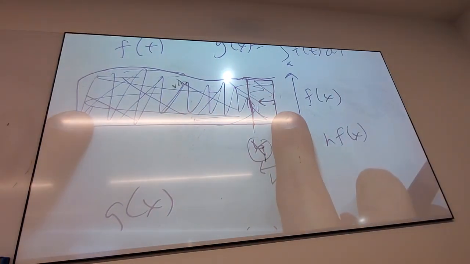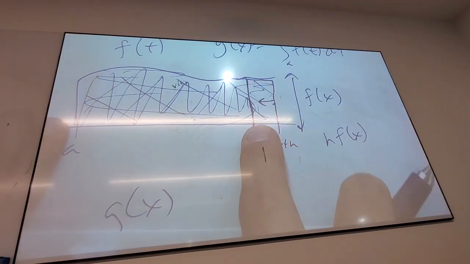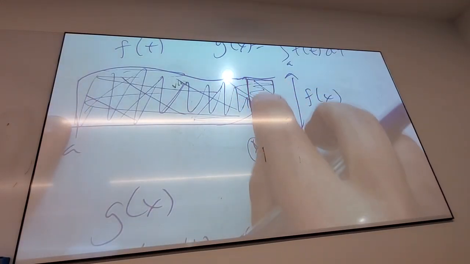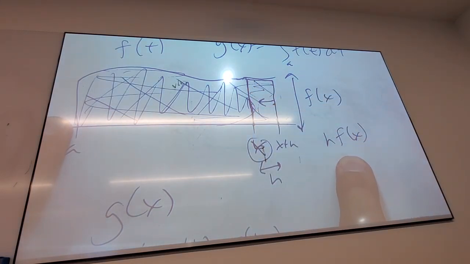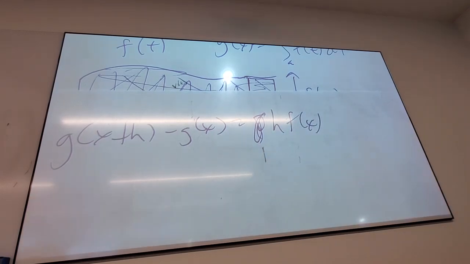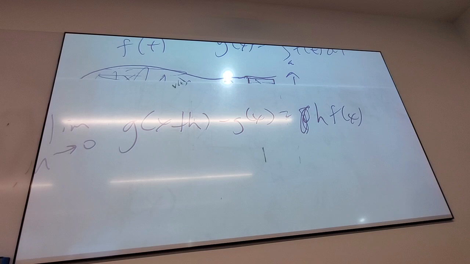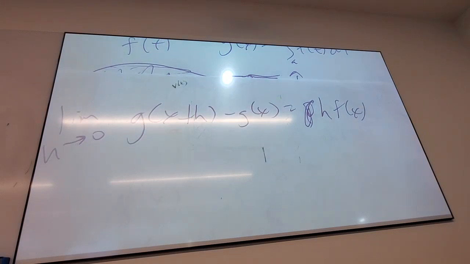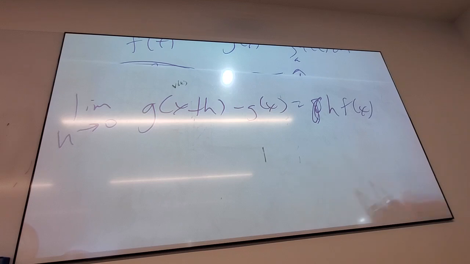If I subtract this whole area minus this area, this is g of x plus h, yes? And this is g of x. If I subtract them, I get the bar. I get this rectangle, which is h f of x. And I'm letting h go to 0, yes? Okay. It's a little loosey-goosey, but I don't have time to be specific.